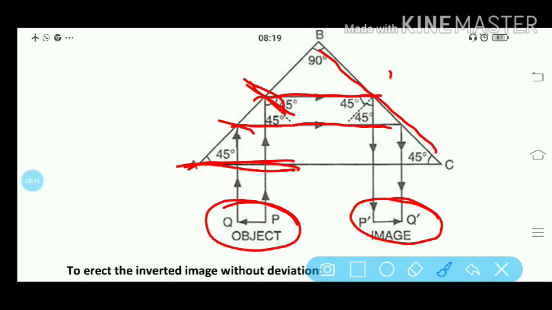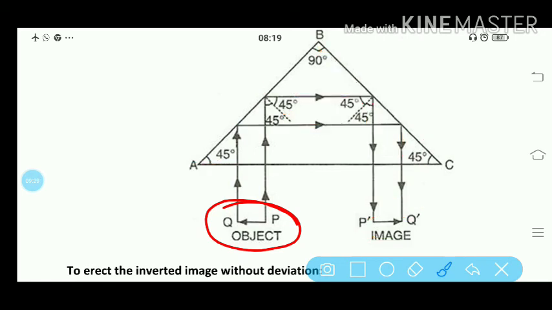Again here also, suppose this is our normal, here also we'll draw a normal. So it forms an angle of 45 degrees, which is more than the critical angle of the prism. So again it suffers total internal reflection. The beam of light inside the prism now falls normally on the face AC, and hence it comes out normally from this face AC. This was the ray which strikes and comes out with a deviation of 180 degrees.